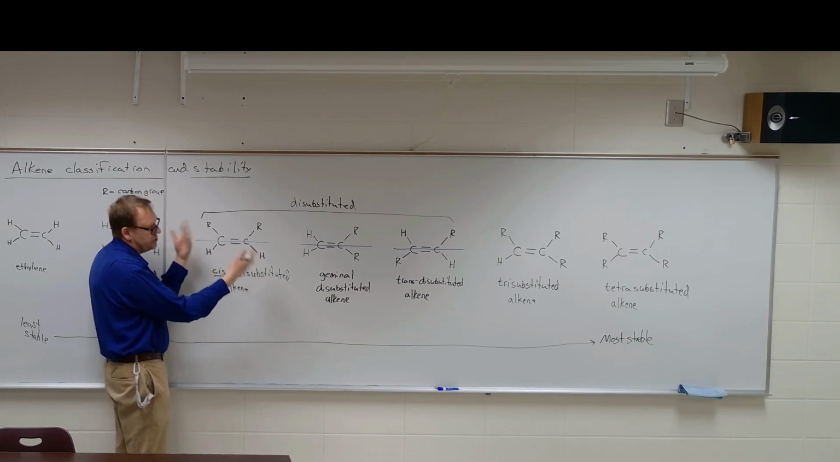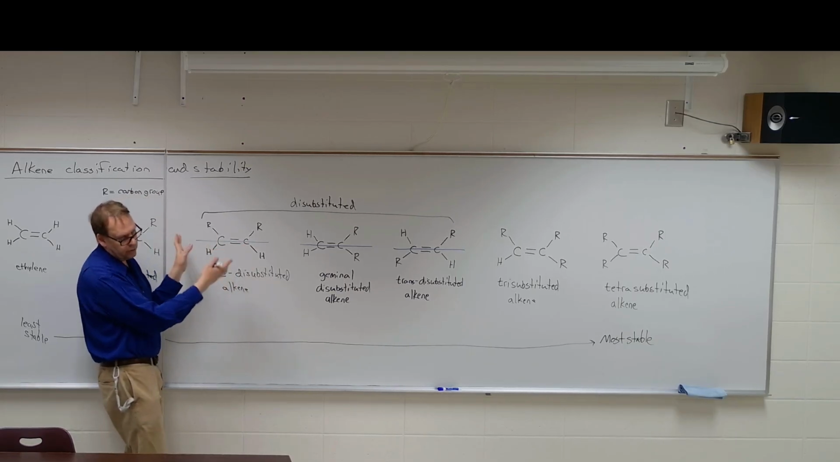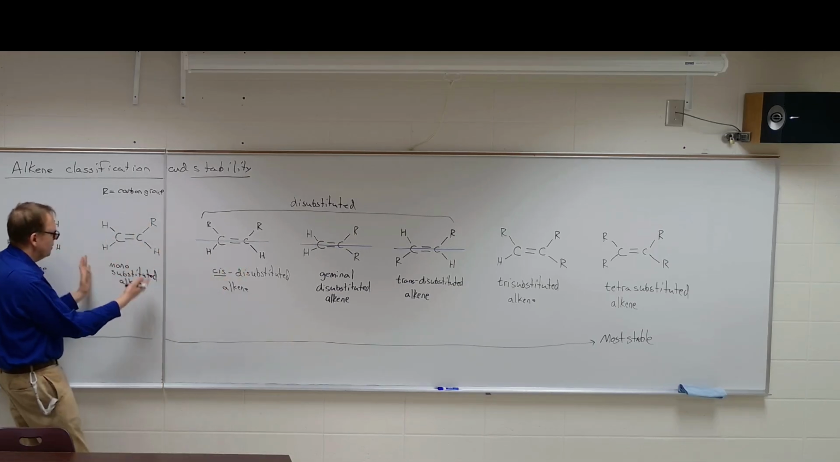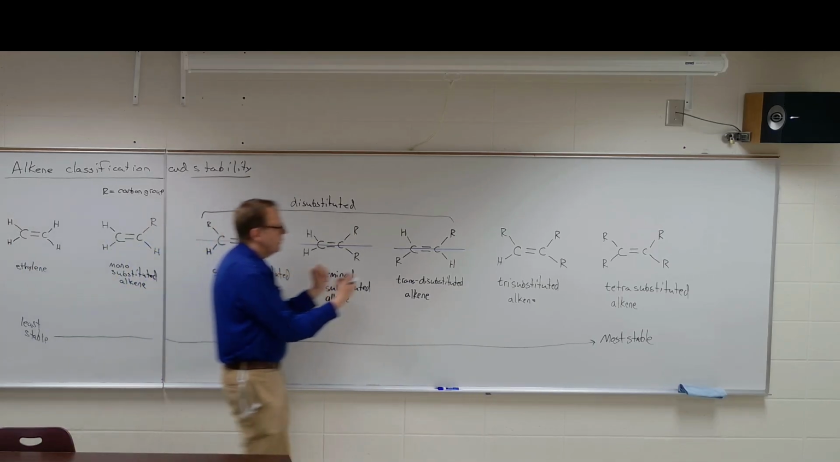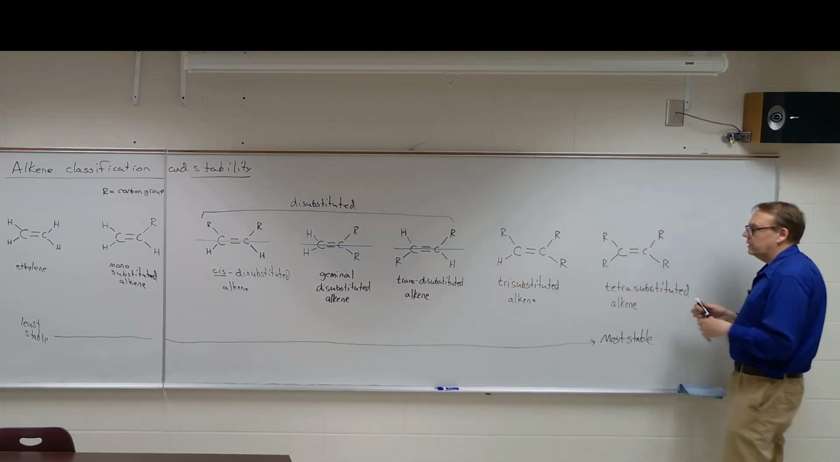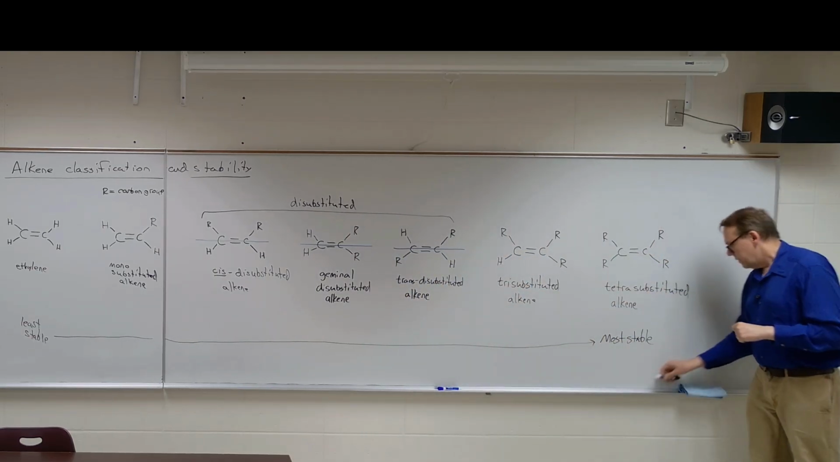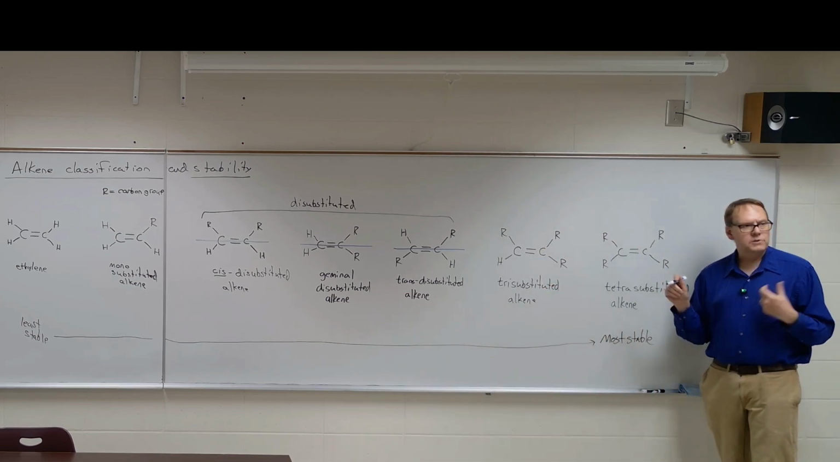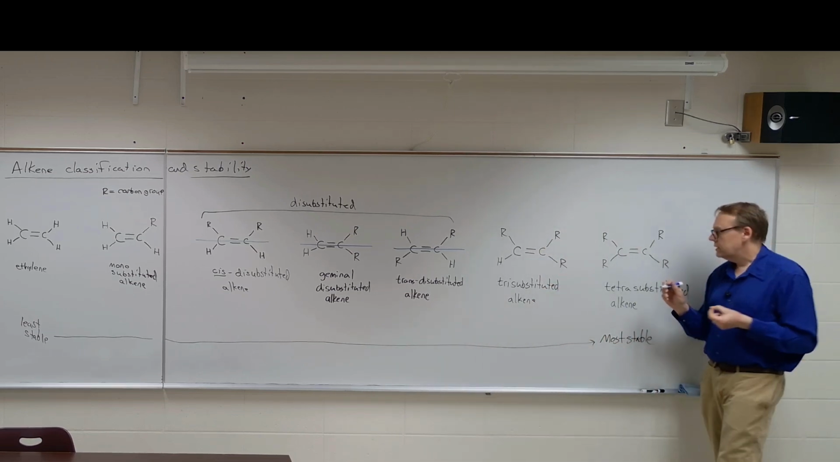And there's three different versions of this, and I'll talk about why they're ordered the way they are. But disubstituted is more stable than monosubstituted. And then you go to trisubstituted, and it's even more stable. And you go to tetrasubstituted, and it's the most stable. And the reason is because double bonds are affected by the R groups. The R group donates a bit of electron density.